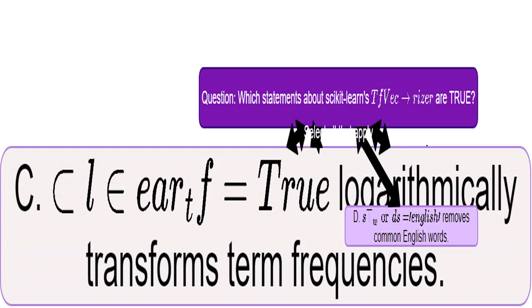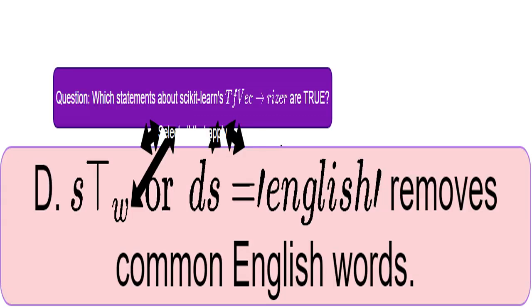The statement correctly explains that setting sublinear_tf equals true uses a logarithmic scale for term frequencies. This means words that show up frequently won't have as much weight in the final TF-IDF score, which prevents very common words from dominating the results. That's correct! This one's true.